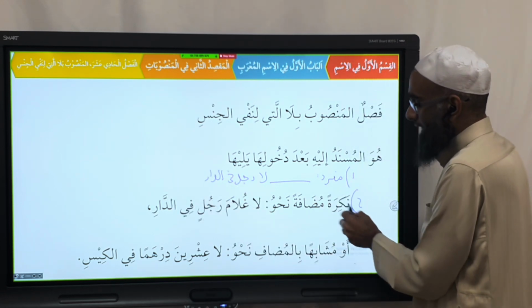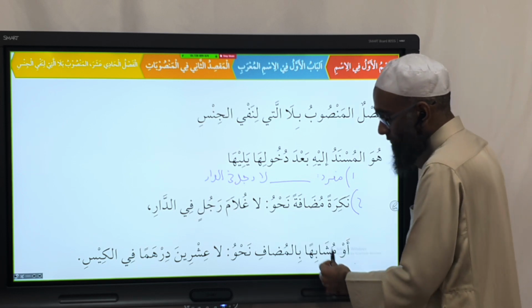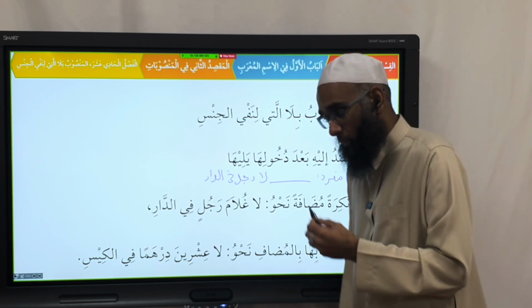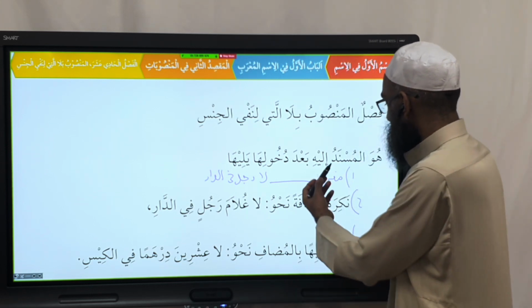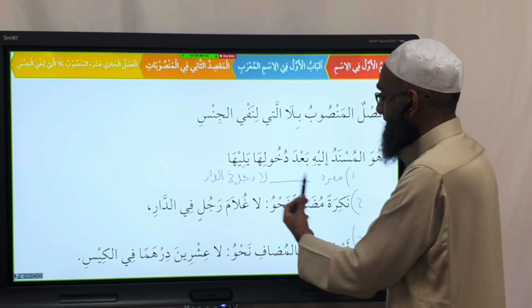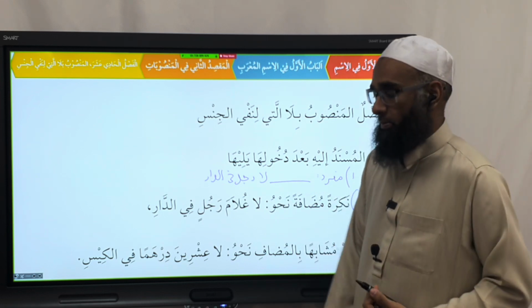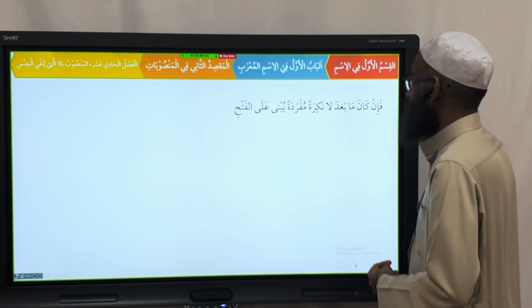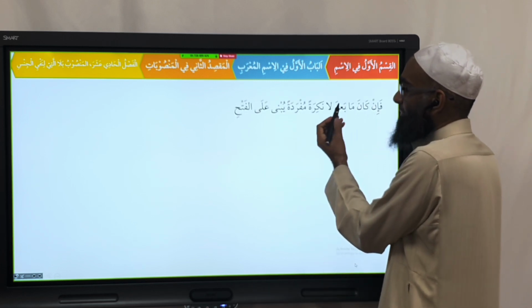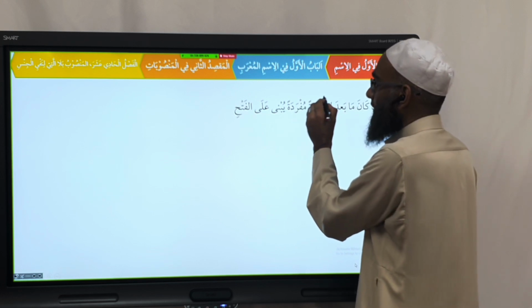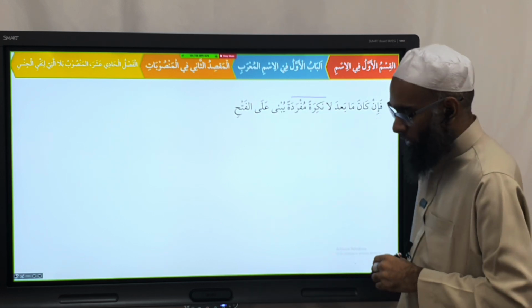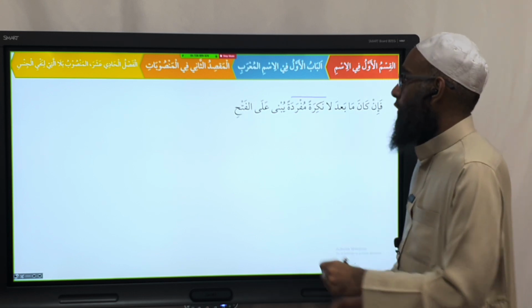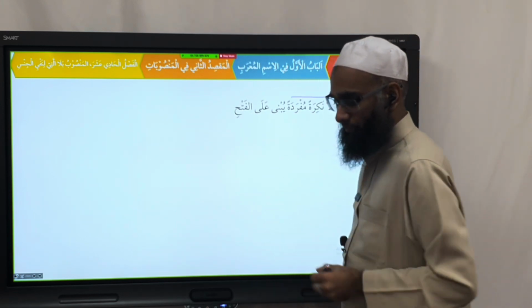Then number 2, it can come as nakira mudaf or mushabihan bil mudaf. So those are the 3 scenarios or conditions where the ism of la can come. 3 conditions. And now he's explaining the i'rab of these 3 conditions. فَإِنْ كَانَ مَا بَعْدَ لَا نَكِرَةً مُفْرَدًا. It's nakira and mufrad, meaning it's not mudaf, not mushabih bil mudaf. You will say it's mabni ala al-fath.